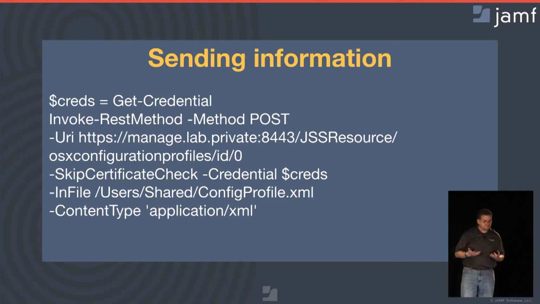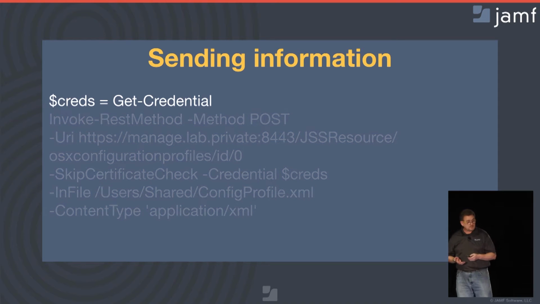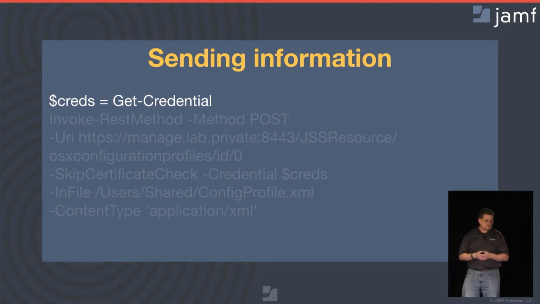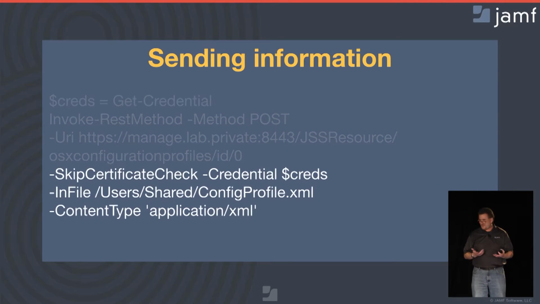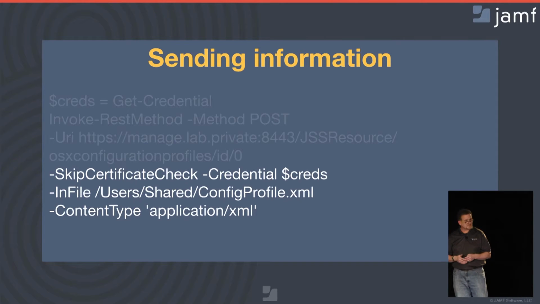Sending information, posting, same story. Again, we'll get our prompt for credentials, define our request. In this case, it's going to be a post. Again, the endpoint that we're interested in, identical to what we had with the curl, /id/0. Again, we're going to create a record. There's our skip certificate check. I don't need that if I have a trusted certificate. Provide credentials, specify the file, and content type. Again, application/xml, I'm posting XML.